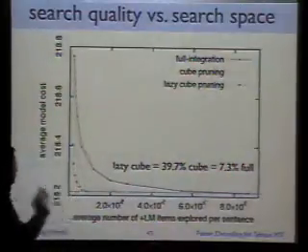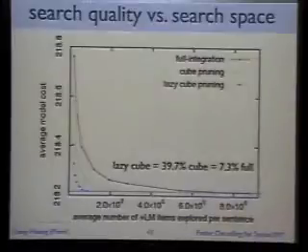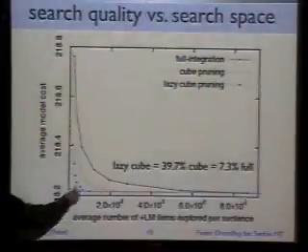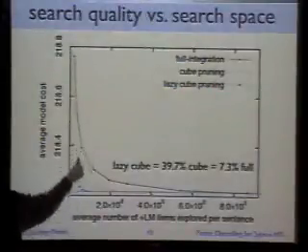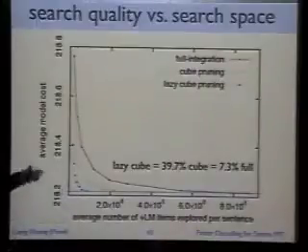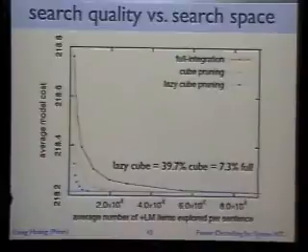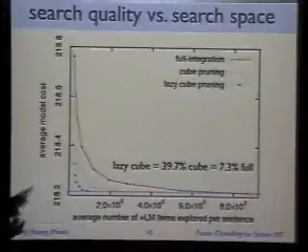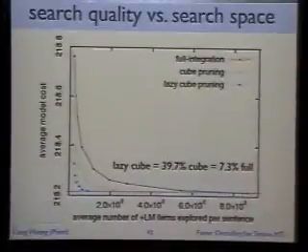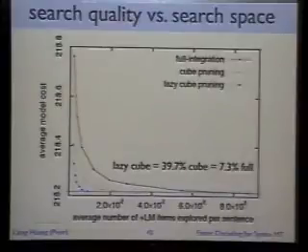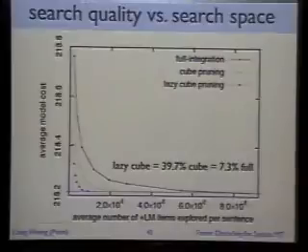Or if you draw a vertical line here, that is with the same amount of time, so I only allow you, say, 1 second per sentence, how well will your search quality be? The story is similar: with the same search speed, lazy cube pruning produces better translations than cube pruning, and cube pruning is better than full integration. So this kind of plot is a fair comparison of the trade-off. So the y-axis is perplexity? No, the y-axis is model cost.